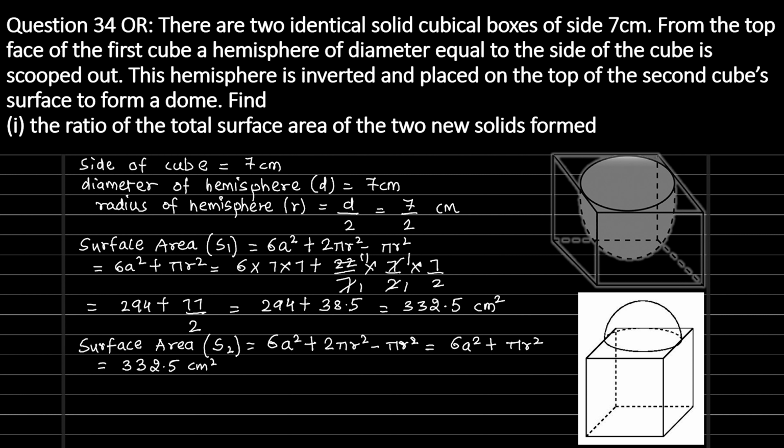So in the first part we have to find the ratio of the total surface area of these two new solids formed. The ratio will be equal to S1 divided by S2, which is 332.5 centimeter square divided by 332.5 centimeter square, which is equal to 1/1. So 1:1 is the ratio.